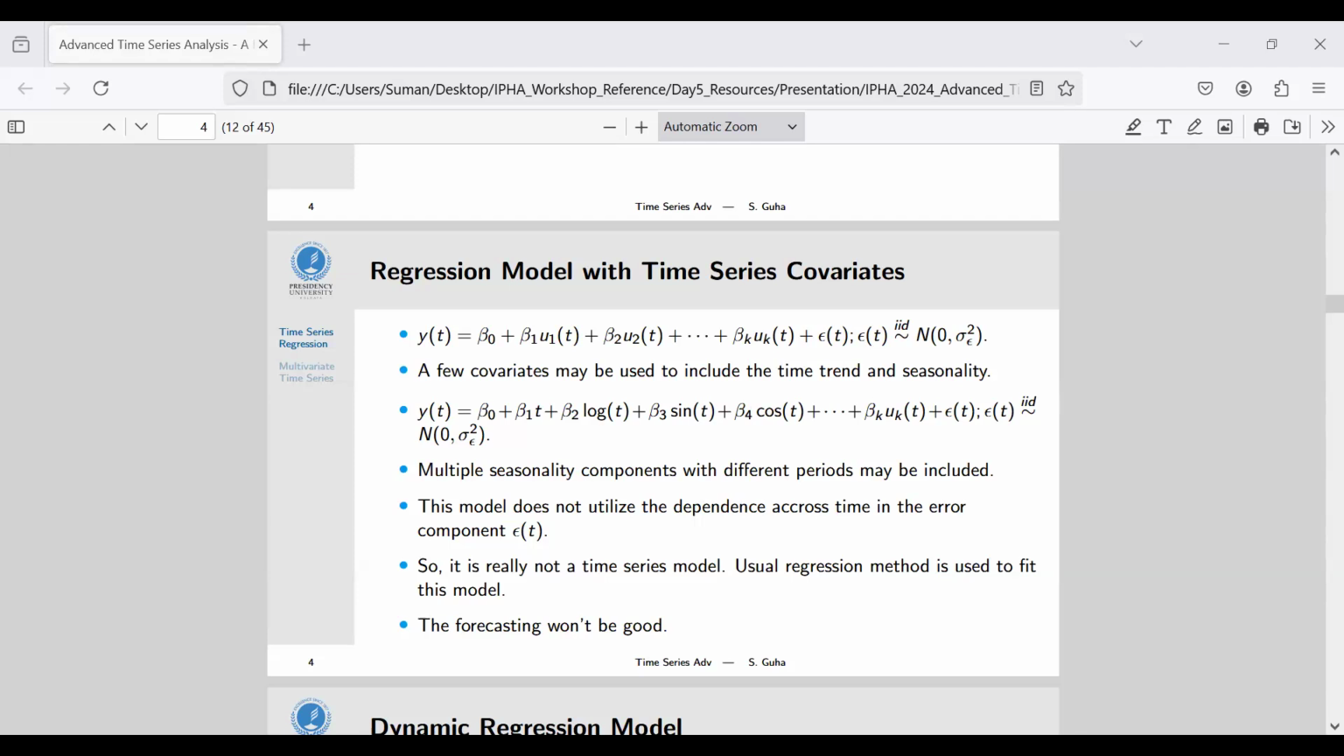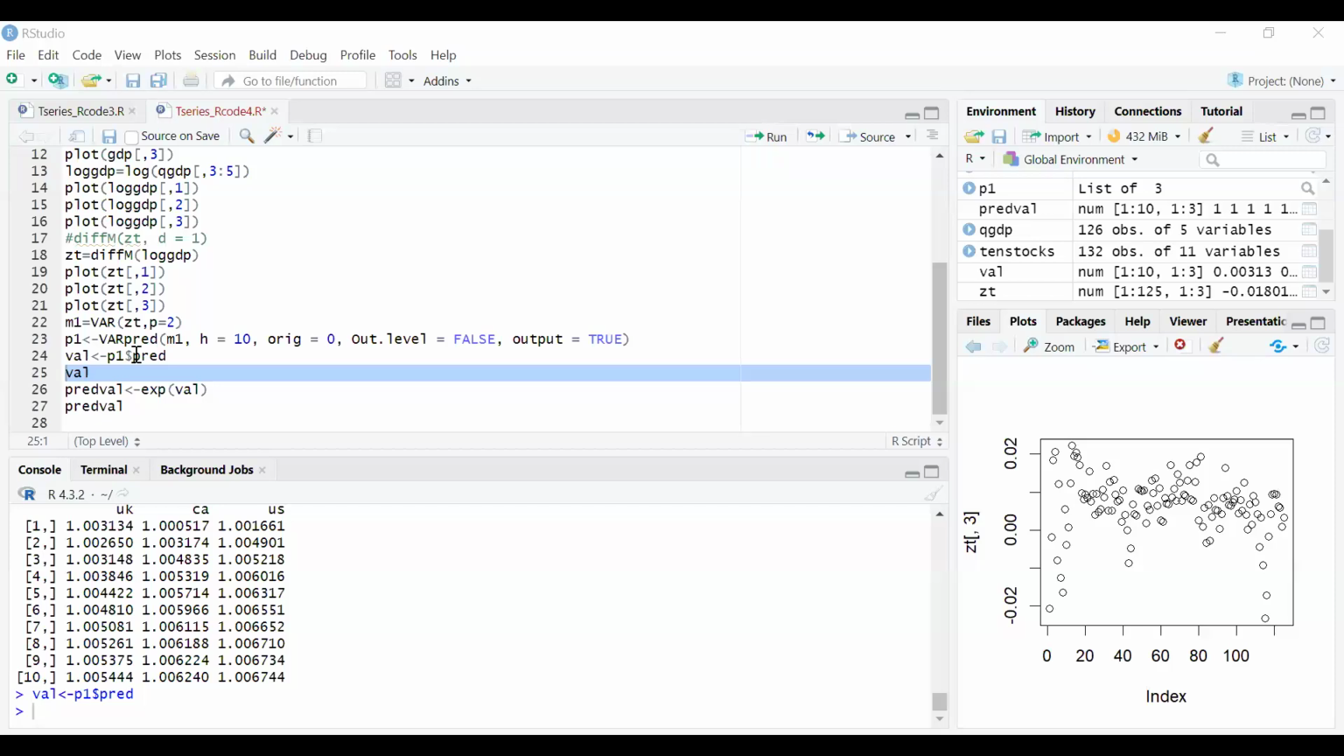Your screen is not visible. Okay, just a minute. Yeah, so I hope now the R screen is visible. Yes, sir.